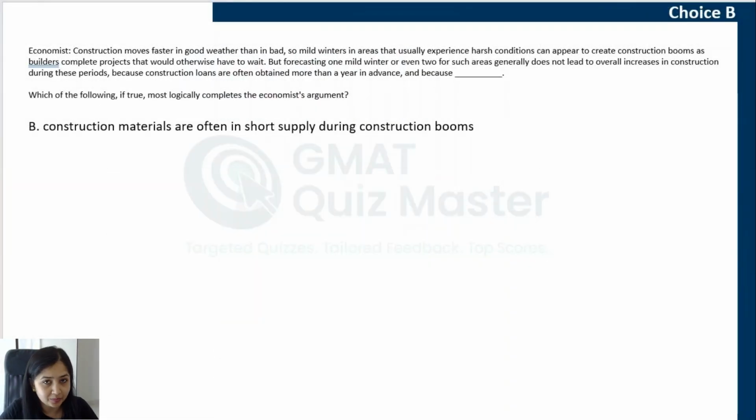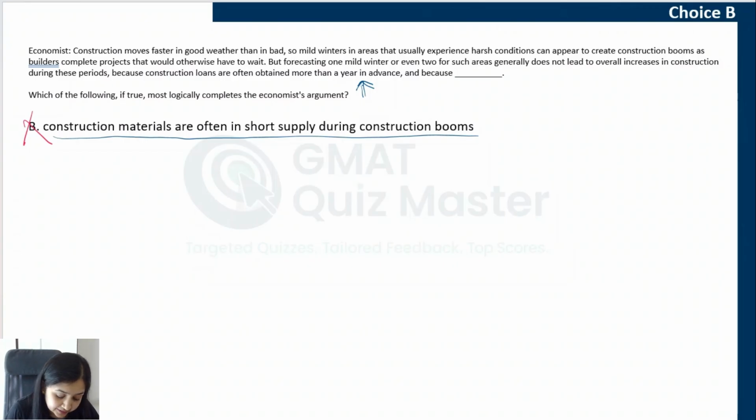Choice B, another popular incorrect answer choice. Construction materials are often in short supply during construction booms. So again, this choice does not provide that additional information that can help make this first reason complete. So that is why it is incorrect. Now, again, even if it was an independent reason, it is still incorrect.